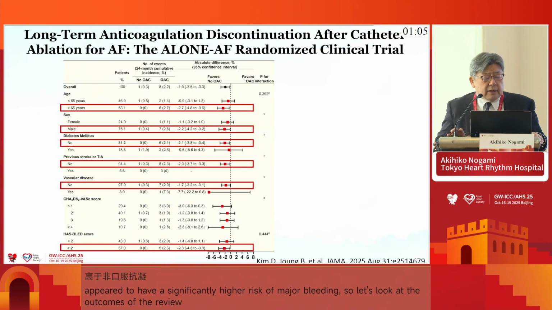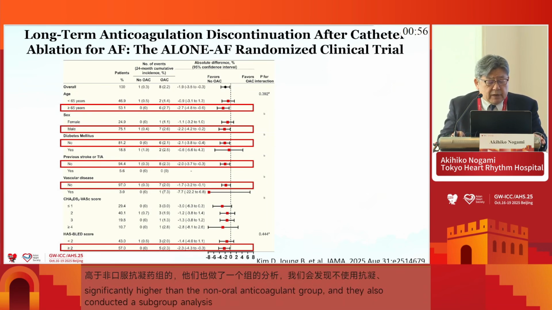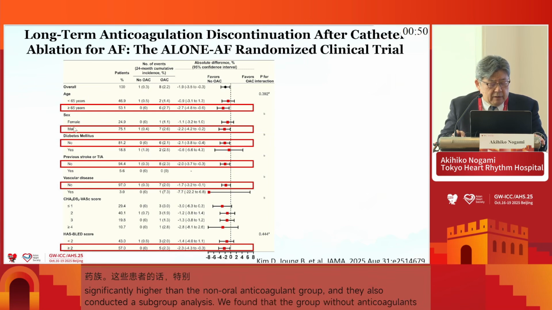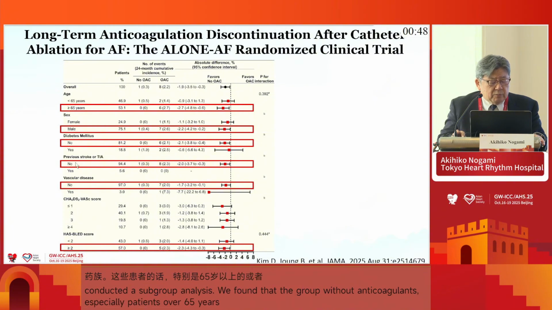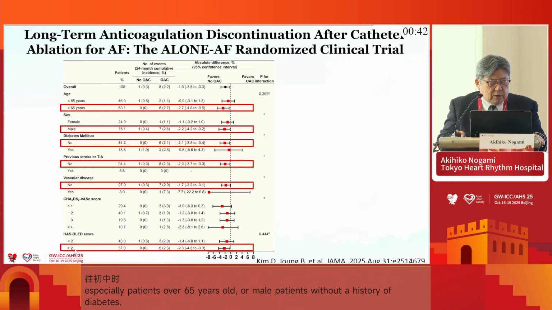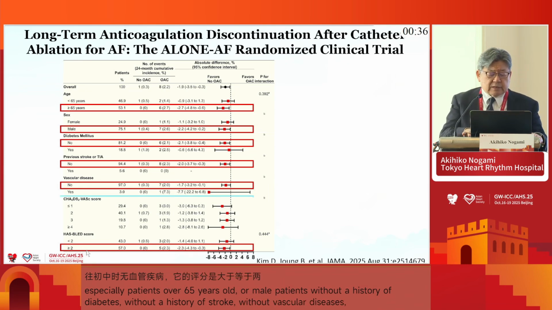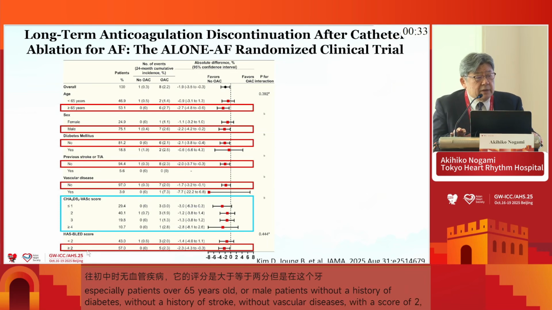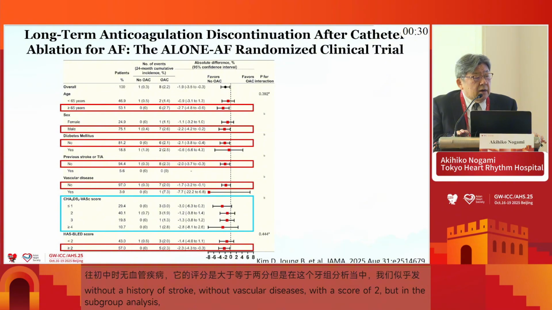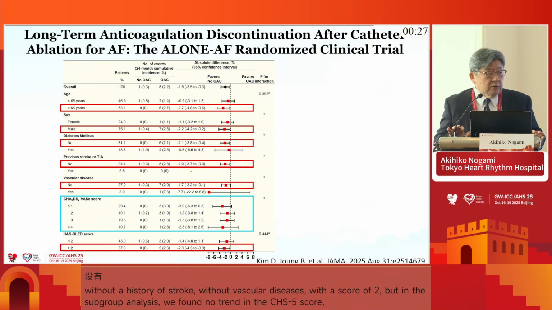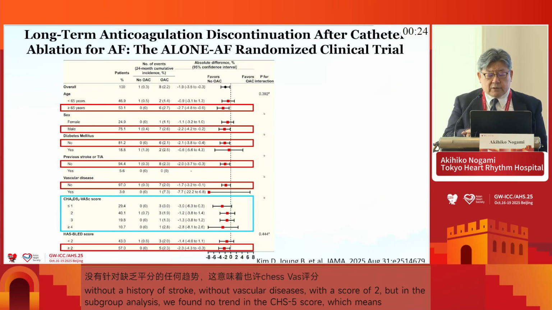They also did a subgroup analysis, and no DOAC, no anticoagulation, is preferable especially in patients with age over 65 years, male, no diabetes, no previous history of stroke, no vascular disease, and HAS-BLED score equal to or greater than 2. However, in this subgroup analysis, there was no trend in the CHA2DS2-VASc score. That means the CHA2DS2-VASc score cannot be a factor in the decision making to discontinue OAC therapy after the AF ablation.